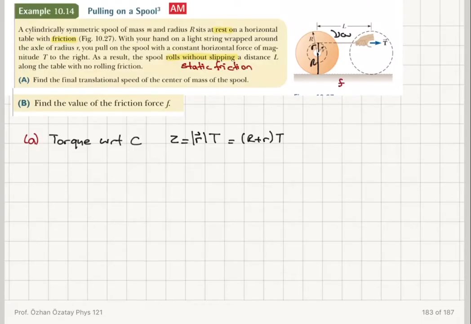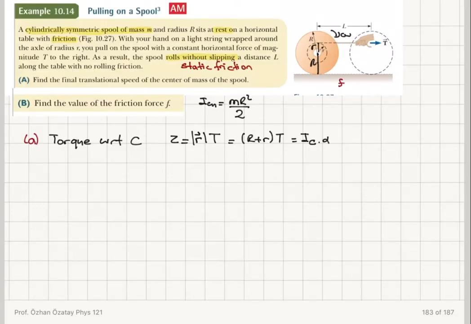What is the direction of this torque? As you can see, it's causing clockwise rotation. In this case, it's a negative torque. So it gives me a negative alpha, which is clockwise. This is equal to the moment of inertia with respect to the contact point C times alpha. Now there's no mention of the moment of inertia of this. All I know is it's a cylindrically symmetric spool of mass m. Okay, for this one I will assume it's a solid cylinder.